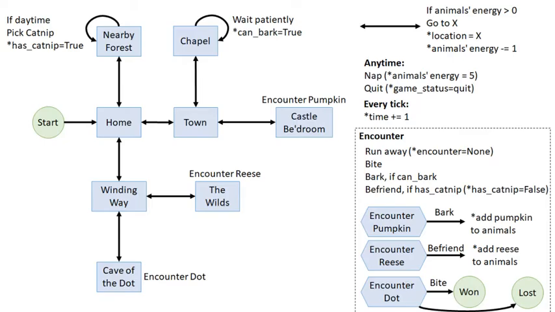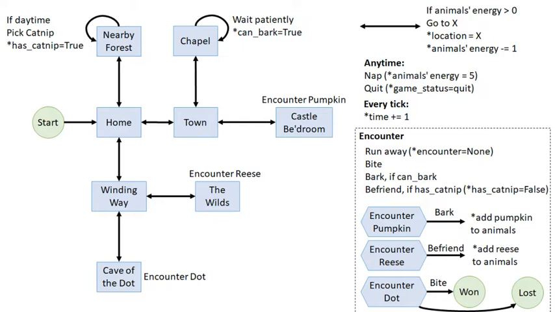Now, this is the transition diagram for the red dot quest, and it's somewhat similar to the transition diagrams that we've seen for our other games, perhaps a bit more complex because we have a more complex game. The flow of the game always starts with the green start node over here, and then begins actually with the player starting in their home. They start in the home location, and then they have the options of going to the surrounding locations, so they can go to the nearby forest, or the town, or the winding way.